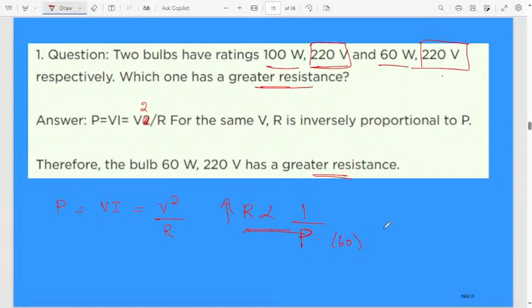Then the second case, consider 100. Here power is 100. This one is more, then resistance will be less. Here they are asking which one has the greater resistance. The bulb having the lower power has the greater resistance. That one you have to keep in mind. Power and resistance are inversely proportional to each other. Remember the formula, then it will become easy.